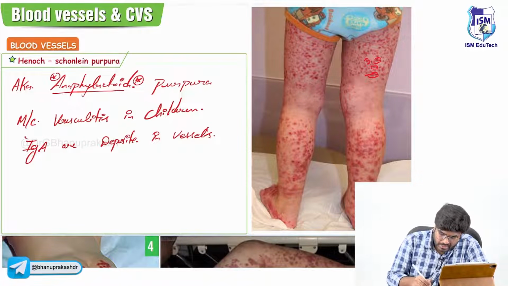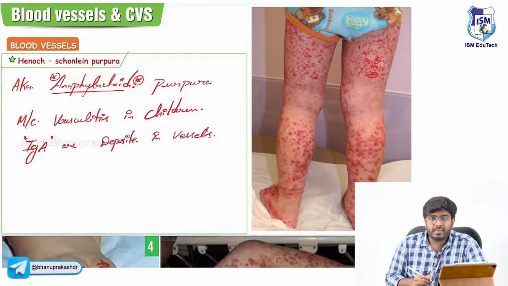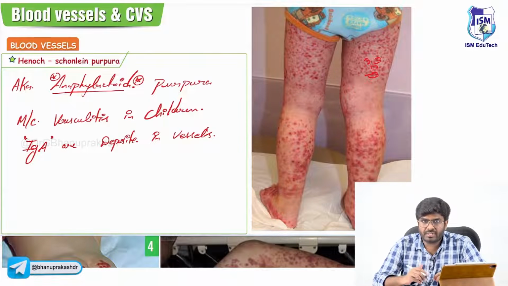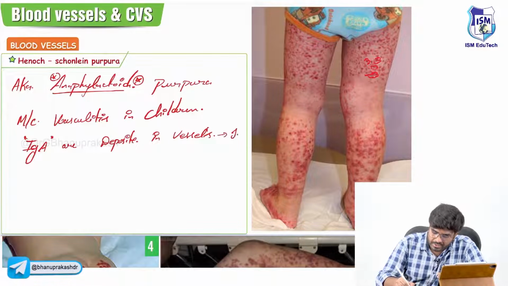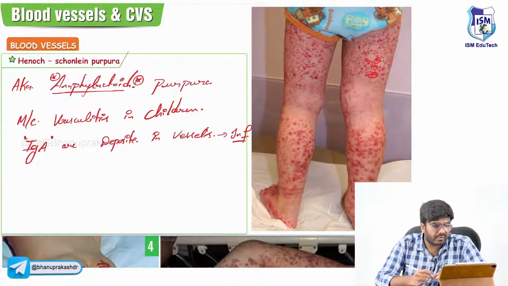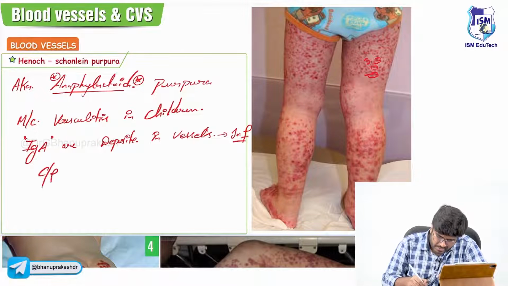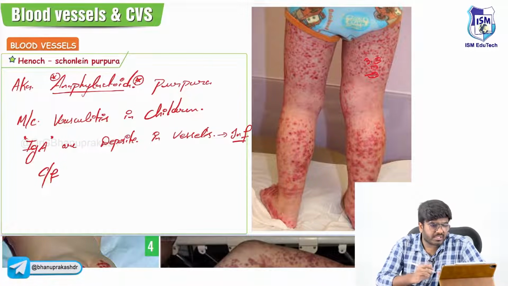Okay, so there will be high levels of IgA antibodies. There is a high level of IgA antibodies getting produced in the body. These IgA antibodies will start to deposit in the blood vessels, leading to inflammation. The vessels are now going to start the inflammation. Now, what are the clinical features that these patients are going to have?